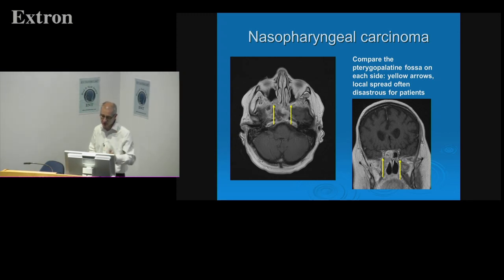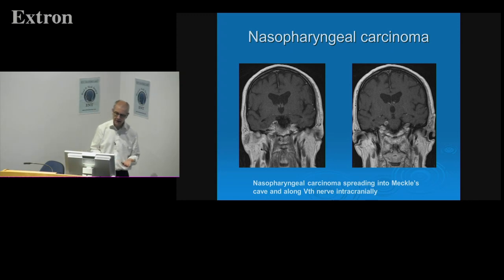With fat saturation, as I showed in some earlier examples, it's much easier to follow. And when you're following these nerve roots, you need to go back. So this is Meckel's cave. It is asymmetrical. You can see it's abnormal when you know it's abnormal, but it's just easier with fat saturation on your post-contrast imaging. And then in this unfortunate individual, it's gone all the way around, encasing the trigeminal nerve right back to the brainstem.